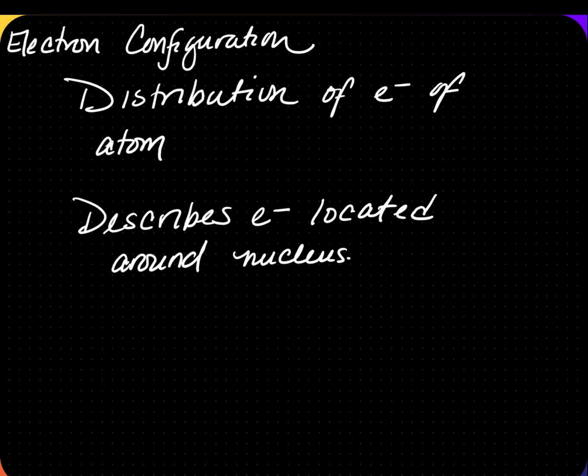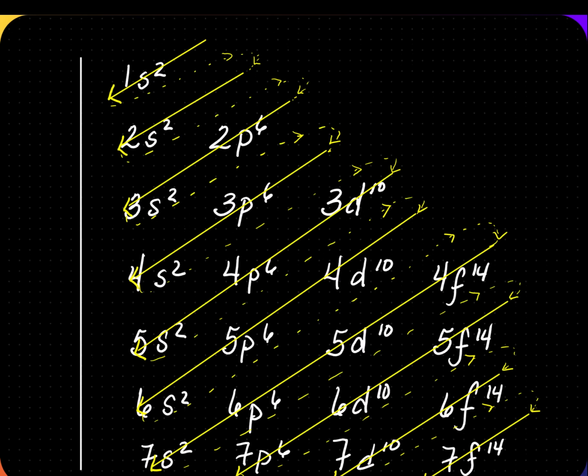In the last video, we learned about quantum numbers and how the electron clouds are arranged around an atom. Electron configuration will show you how the electrons are distributed in the atom. It describes electrons' location around the nucleus. I'm going to teach you two ways to write the electron configuration.